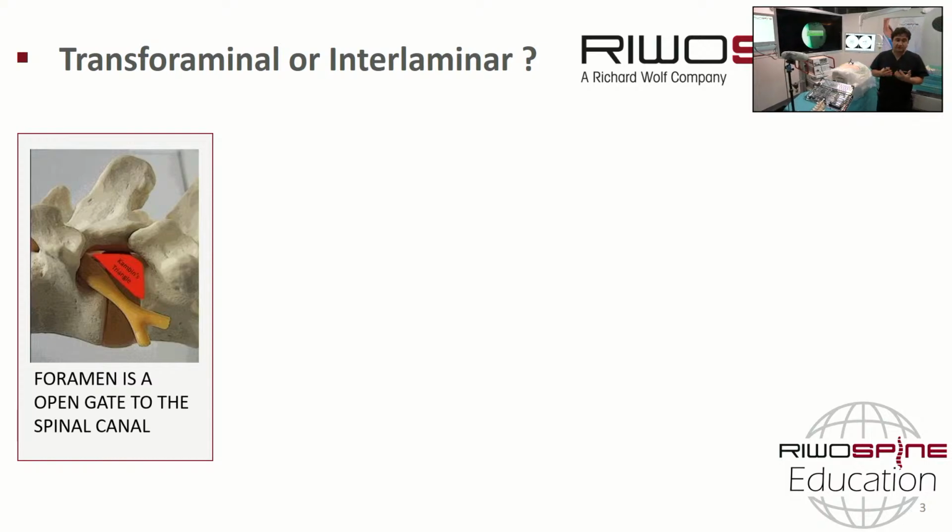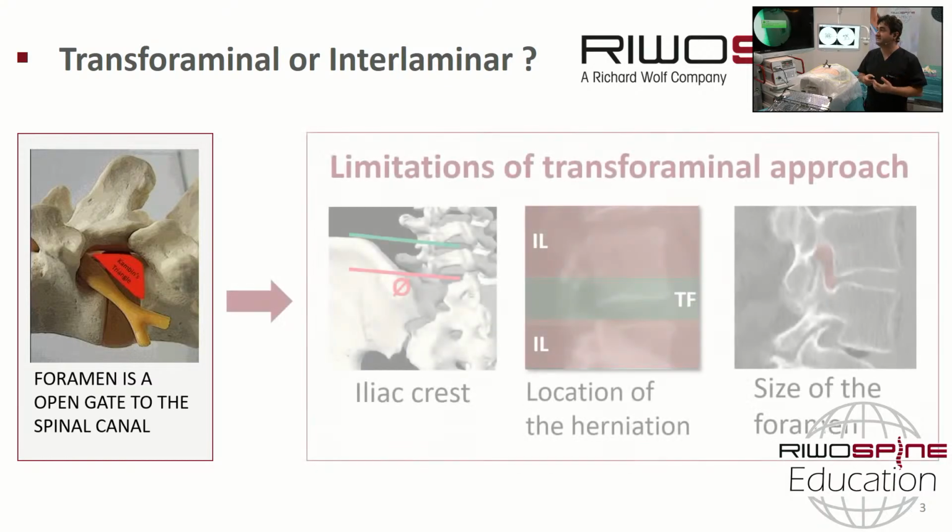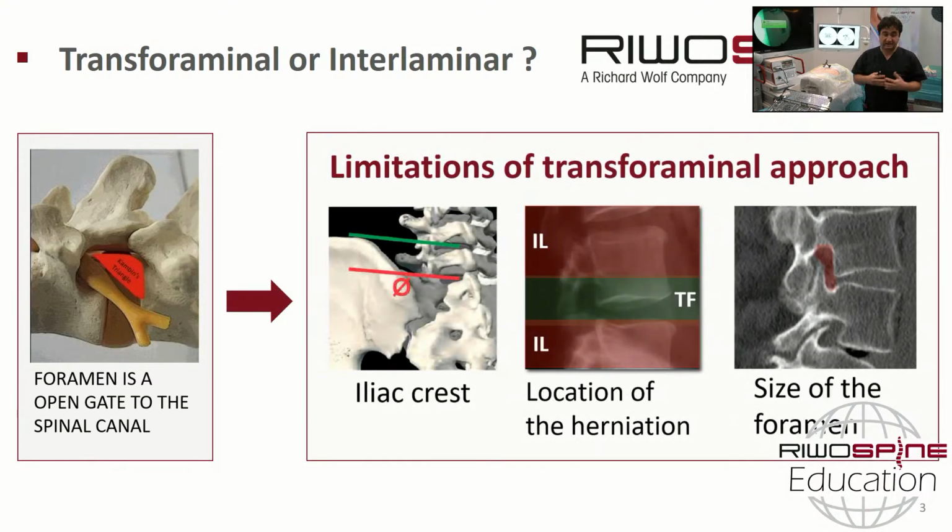What we prefer to do, what we find more practical in daily practice. First of all, as we know, the foramen is really an open gate to the spine. We would like to use this, but in our experience, we have some limitations. First, we check the iliac crest position. If the iliac crest is higher than the upper pedicle at the level, meaning the foramen is overlaid by the iliac crest, then we prefer the interlaminar approach.